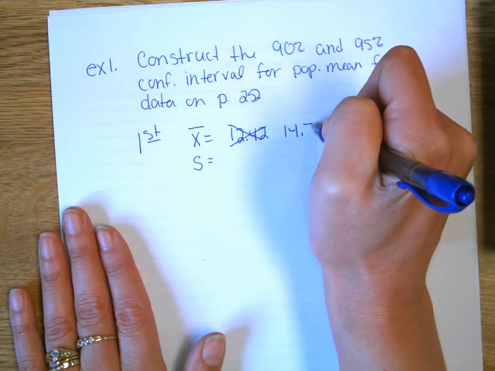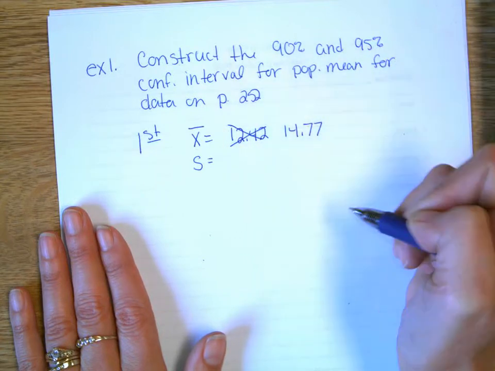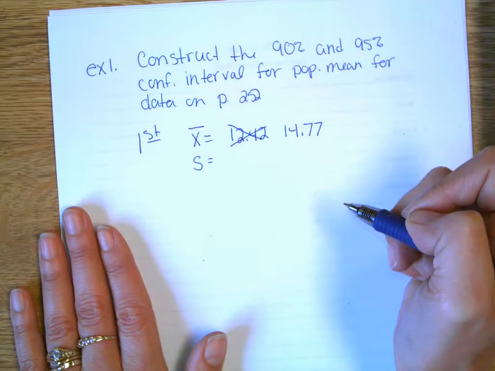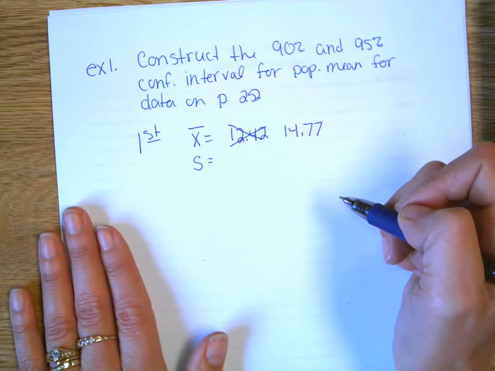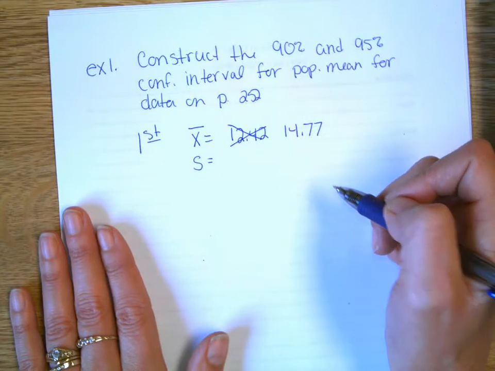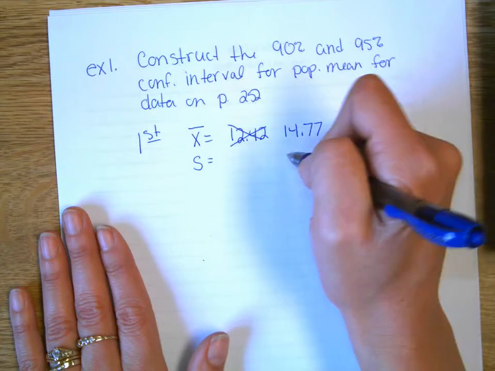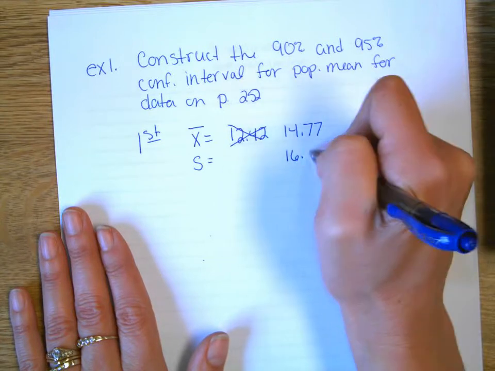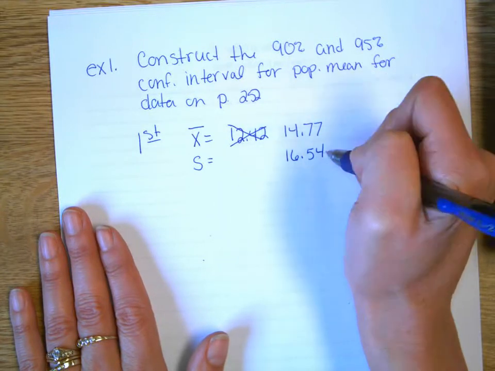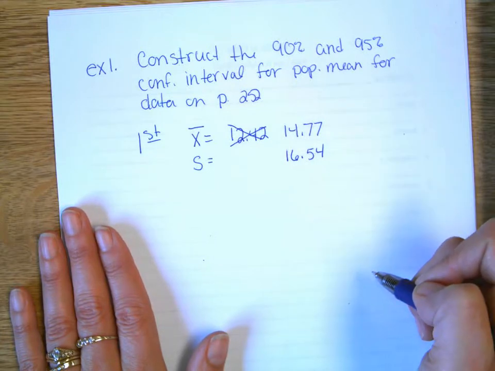Actually, how many data values are there? 30. What's the correct S then? So we don't want Lily's because that's not going to match. 16.54. Hunter, take the correct one. Did he take the S? Yeah. Okay.